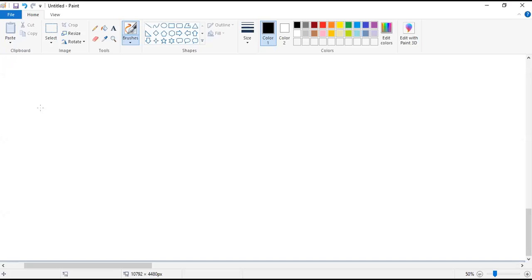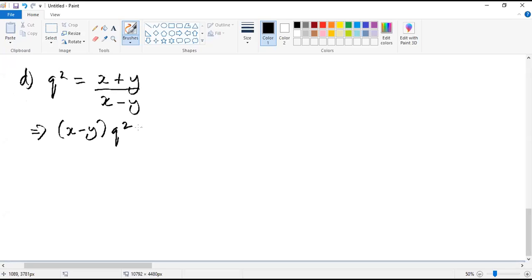All right, so some more interesting questions now. We can start at D. D is Q squared over... right, so simple stuff, multiply both sides by x minus y. So nothing new right here.